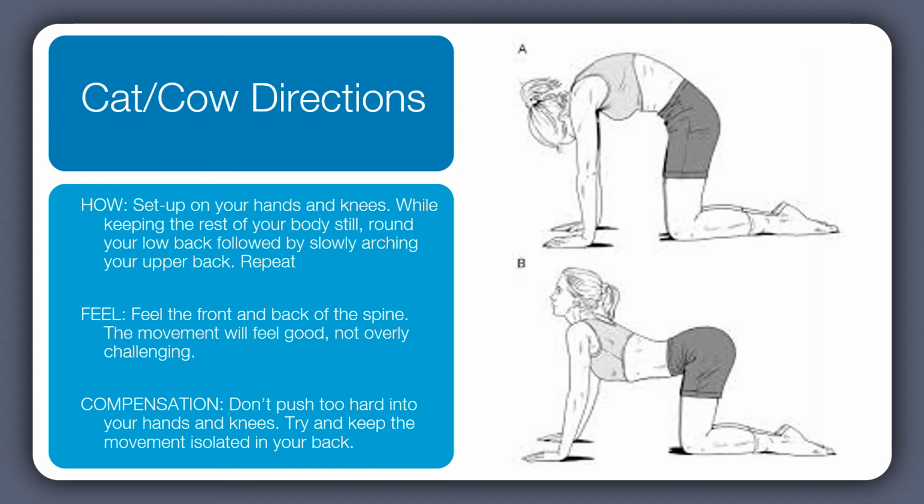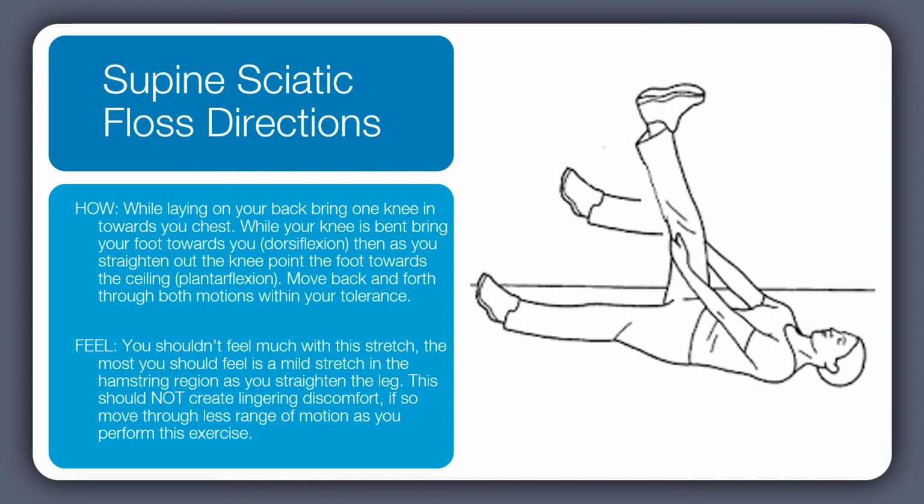You can hold in one position or just go back and forth. So next is the supine sciatic nerve floss. This is primarily used for people who have pain down the leg, but it can be a useful exercise even if you don't have pain down the leg.